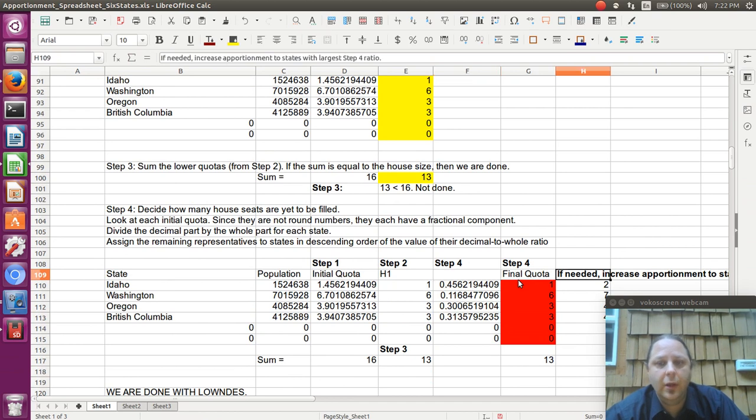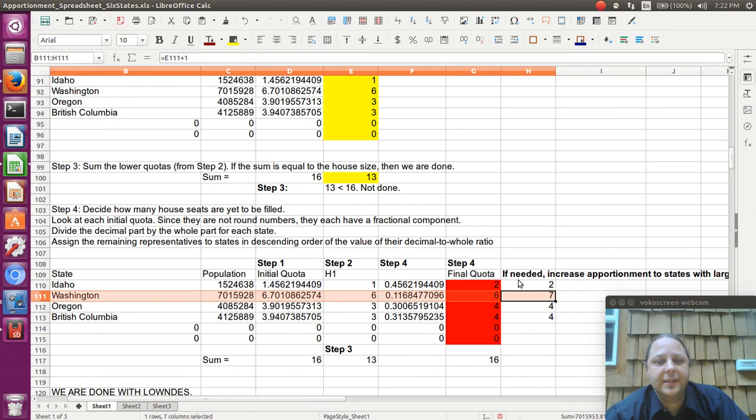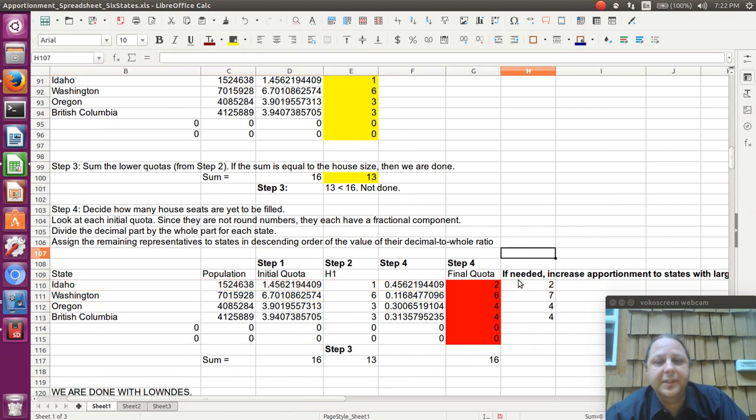I'm going to start with the initial allocation as given here at 1633. And now I'm going to change it by looking at the step 4 ratio and taking the largest one to give them an extra seat, to give them their upper quota. And we can see that 0.46 is the largest, so Idaho is going to get their upper quota. The next largest is British Columbia. They will get their upper quota. And Oregon has the next largest. They will get their upper quota.